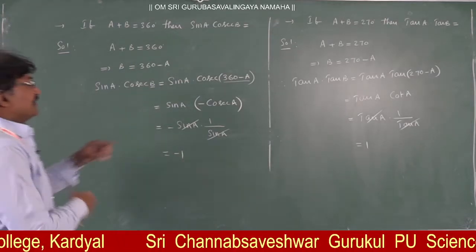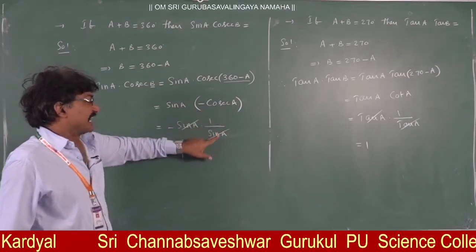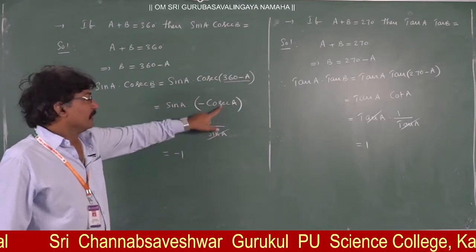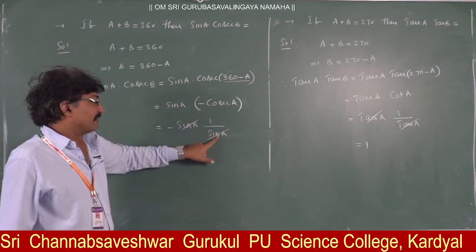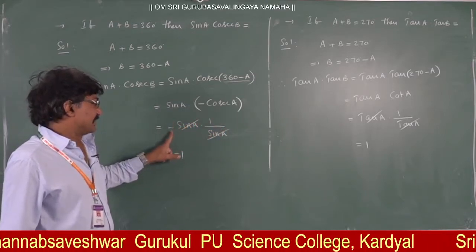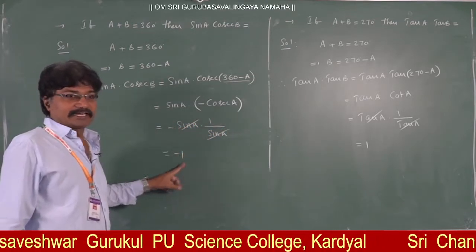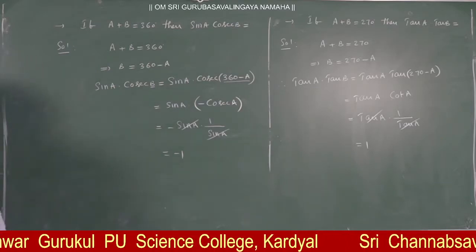Cosecant is the reciprocal of sine. That is a very important point. Cosecant A is equal to 1 by sin A. Sin A cancels and it is equal to minus 1. Okay, next question.